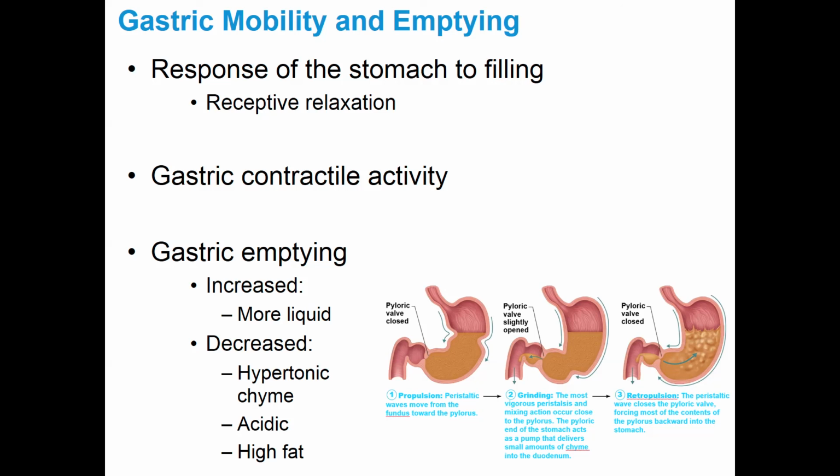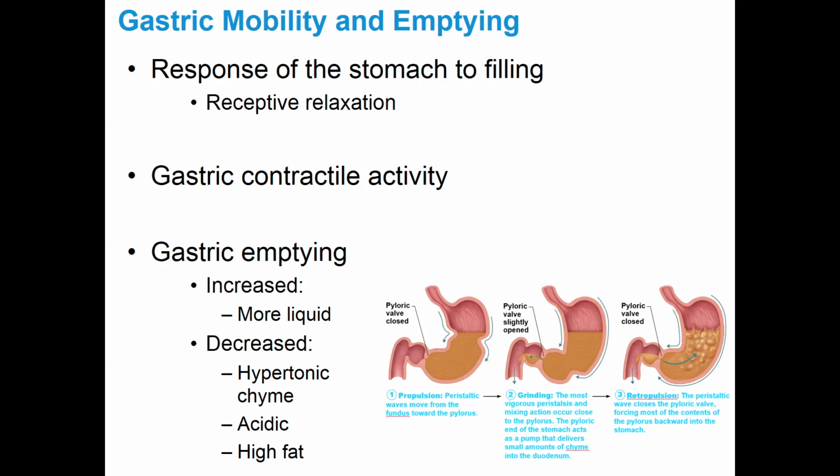So receptive relaxation is mediated by the brainstem. So as you swallow things, that causes relaxation of the stomach in anticipation of filling with something, because the brainstem is aware that when you swallow things, that's going to head to the stomach, and so we gotta make room for it. And so that's like the feed forward mechanism that we talked about with increasing heart rate or increasing ventilation rate.